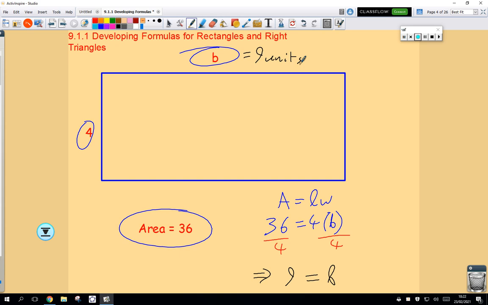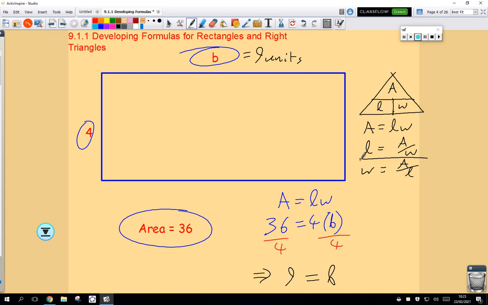Another way to think about this, we spoke previously about these little silly triangles. If I know the area is equal to the length by the width, I can write that in 3 different ways. Area is equal to length by width, or the length is equal to the area divided by width, or the width is equal to the area divided by the length. So here we're trying to find the width, using this version of the formula, the width is equal to the area 36 divided by the length 4, which is 9. Again, the same kind of idea, 9 units across.